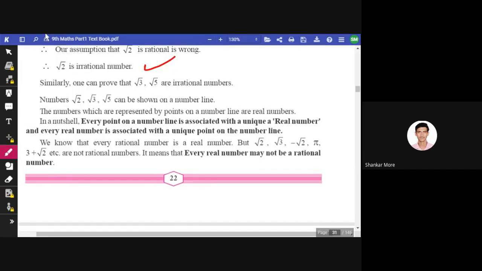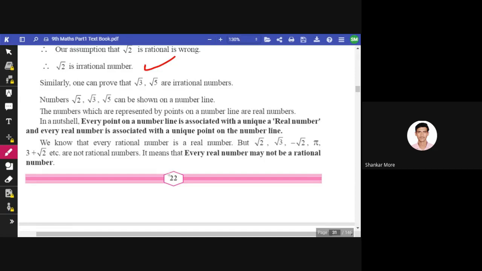Any confusion between real numbers, imaginary numbers, or rational and irrational numbers? If you want me to repeat something, I can repeat it. Nothing? Everyone, please respond. Okay, all right, no doubt.